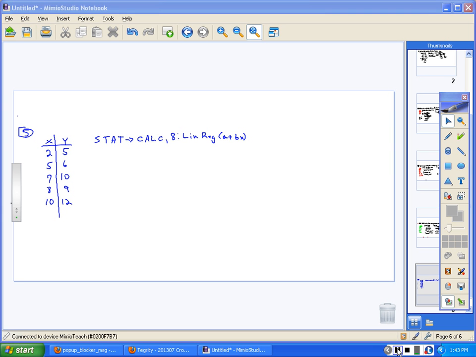Oh, well, I forgot something. First, you have to put the data in. Oops. So I'll write that underneath here. You hit stat and then enter, and put the x values in L1 and the y's in L2.